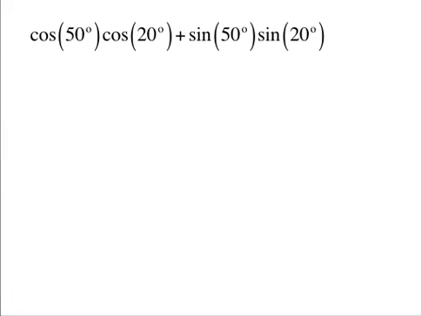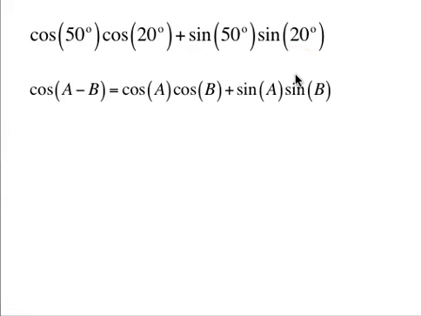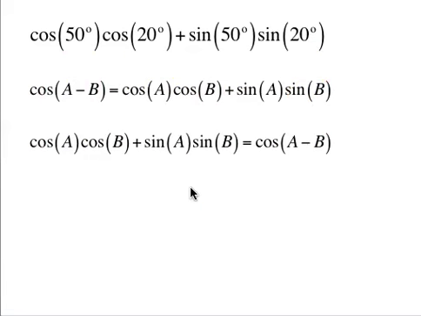Next up, we have cos 50 degrees, cos 20 degrees, plus sine 50 degrees, sine 20 degrees. I need to find an identity that goes cos A, cos B, plus sine A, sine B. Looking at the identities, I see that the following will work. Cos of A minus B is cos A, cos B, plus sine A, sine B. But let's switch the order. Let's put the right-hand side first and the left-hand side second. And I'm going to substitute 50 degrees for A, 20 degrees for B.